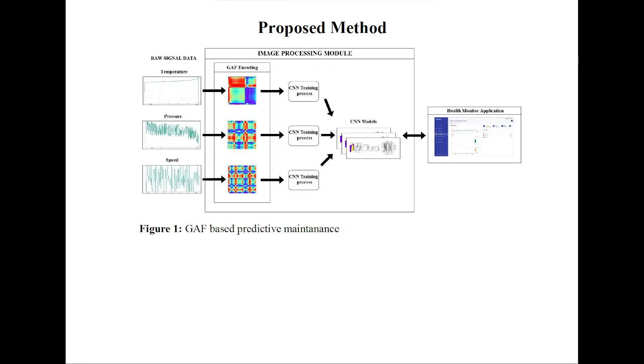In this picture you see that at the input of the system we have raw signal data from sensors that measure temperature, pressure, and speed. Then this data is encoded using the GAF encoding method into images, and these images are used to train a separate model for each channel. These are CNN-based neural network models. After the training process is finished, these models can be used by the health monitor application. It is a web-based application that uses trained CNN models to forecast system states.